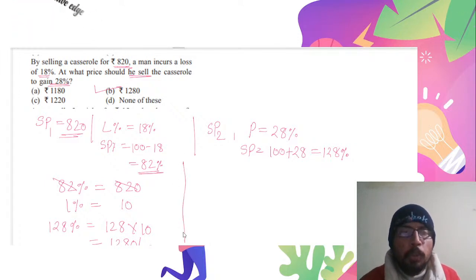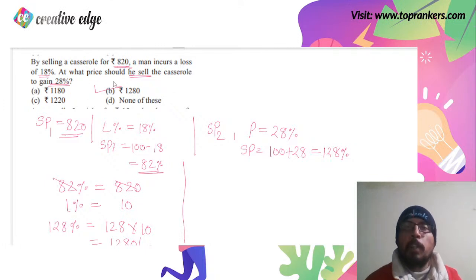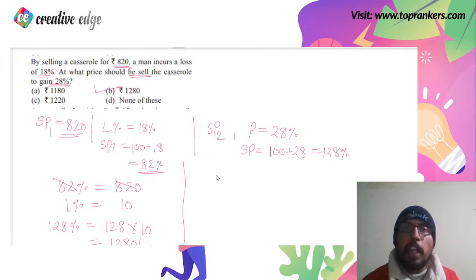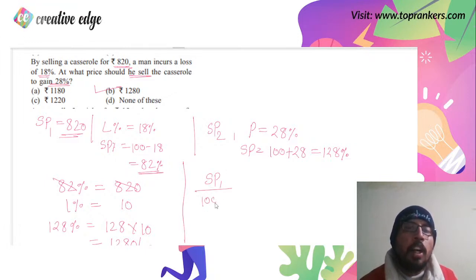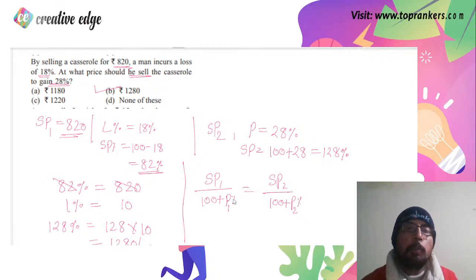You can do this question in another way as well, that there is a method for such type of question. What do I mean by such type of question? You have been given SP1 and you are being asked SP2. So there is a relationship between SP1 and SP2, and that is SP1 upon 100 plus profit percent is equal to SP2 upon 100 plus profit percent. I should be saying that profit 1% and profit 2%. If you're incurring a loss, then this profit can be replaced by minus of L percent.